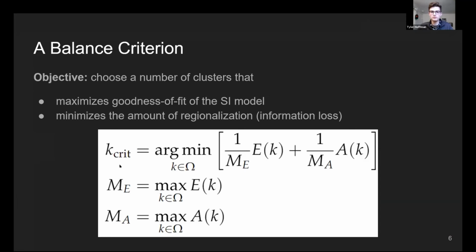K-crit is this critical number of clusters. It's the minimum cluster number in whatever clustering domain, or whatever optimization domain, we've considered, that produces the minimum sum of the normalized model error plus the normalized unit area. These are just normalizing constants.